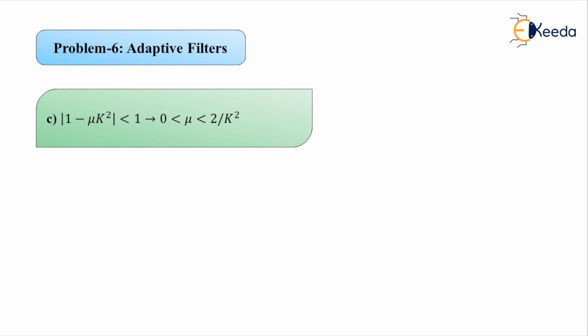So the range of values of the step size for which H of Z is stable is from 0 to 2 divided by capital K square. So it should be greater than 0 but less than 2 divided by capital K square. So this was the problem statement based on the popular LMS algorithm that we have learned in the chapter adaptive filters, the 6th chapter.